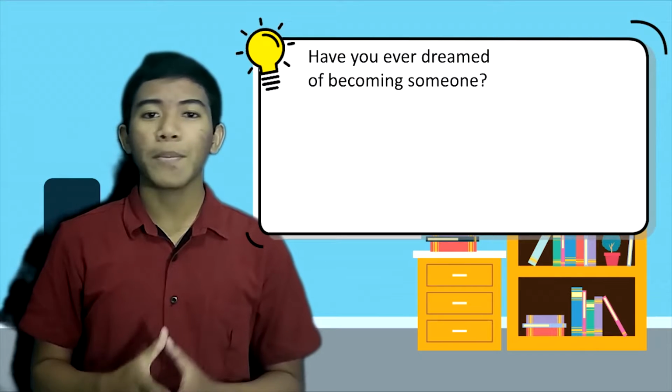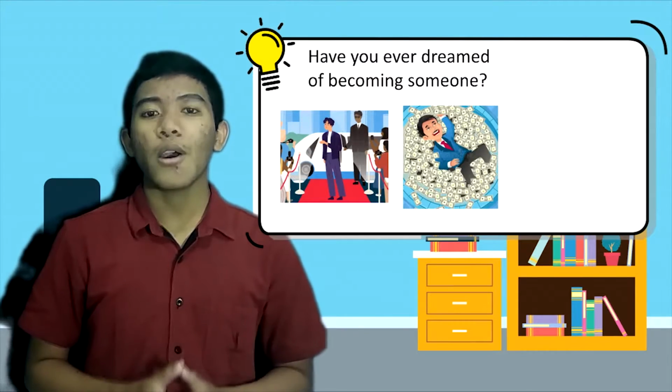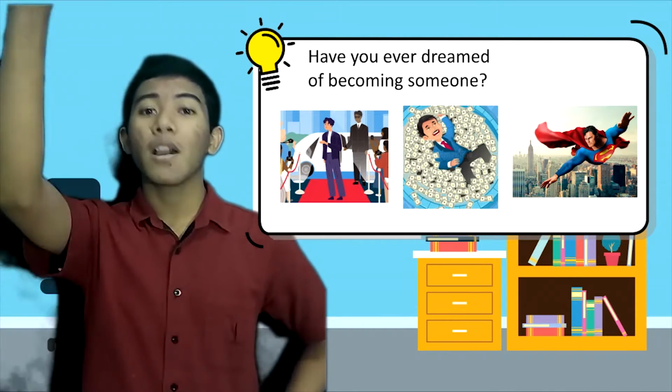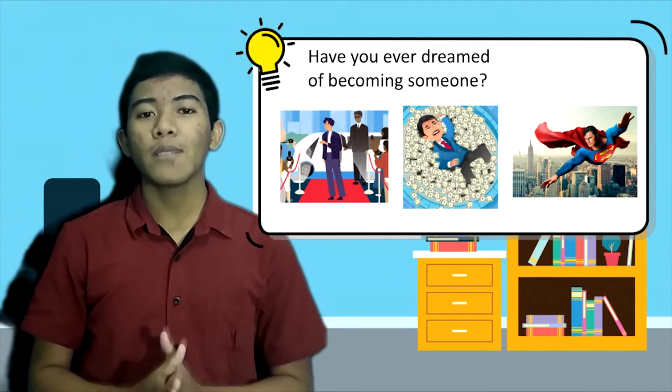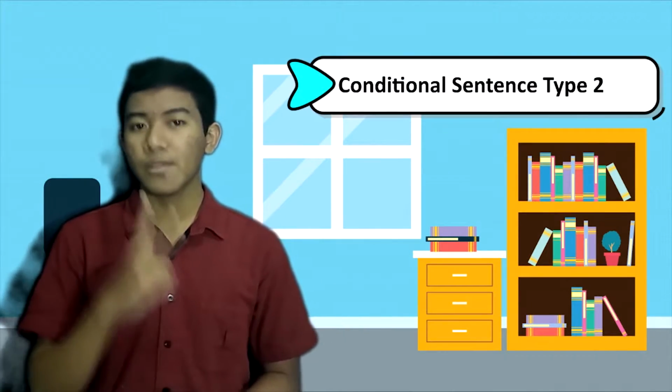Well, before we jump to our next lesson, I have one question for you. Have you ever dreamed of becoming someone like an artist, a billionaire, or a superhero who flies in the sky? Well, we will discuss this topic in our next lesson. Our next lesson is conditional sentence type 2.